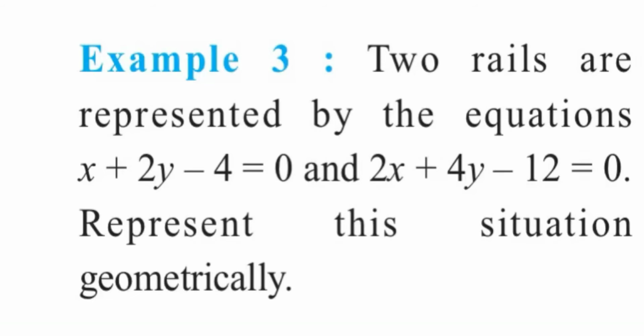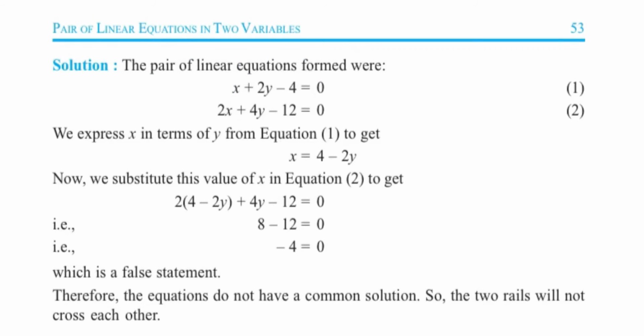Example 3. This question also we have done when we were doing the graphical method, but they have used this question in this example, so I am taking this question again. Two rails are represented by the equations x plus 2y minus 4 is equal to 0 and 2x plus 4y minus 12 is equal to 0. Let us obtain the solution for these equations. So the equations are x plus 2y minus 4 is equal to 0 and 2x plus 4y minus 12 is equal to 0. Now again we will use the substitution method and obtain the value of x from equation number 1. So x will be 4 minus 2y.